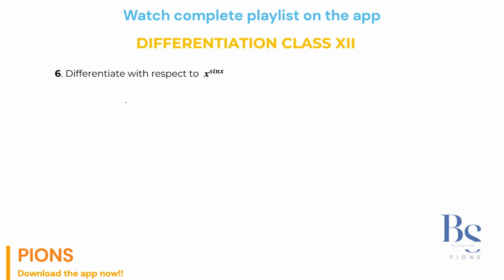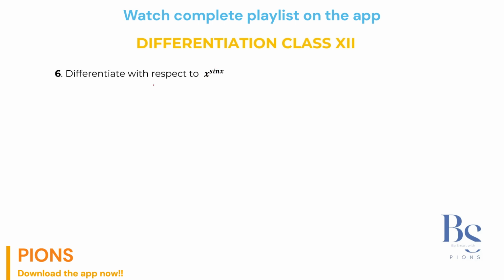Clear? Our function here is x raised to sin x. Sir, can we use the multiplication rule? No, they are not multiplied. Can we use the division rule? No, they are not divided. Can we use the chain rule? Here we can't. Why? Because here there is a function in the power of a function. So first we have to simplify it.